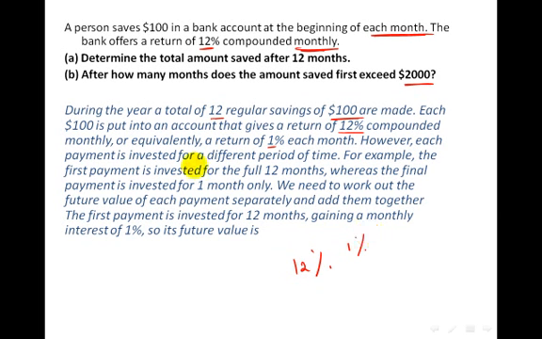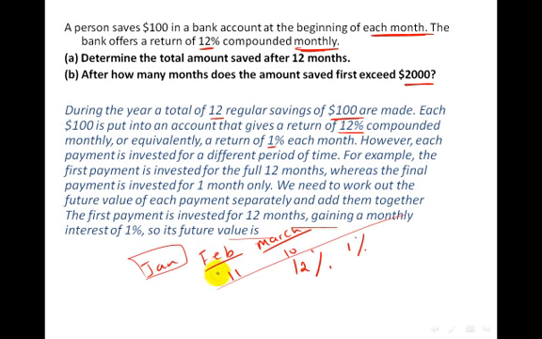However, each payment is invested for a different period of time. What does that mean? For example, the first payment is invested for 12 months. So if you start saving in January, January's saving will be invested for the whole 12 months. The one that you save in February will be invested only for 11 months. The one in March will be just for 10 months, because we're talking about a whole 12 months. So the investment is different.